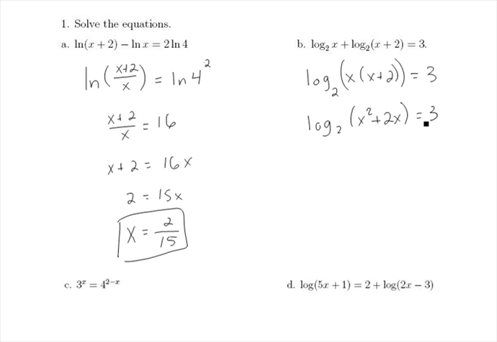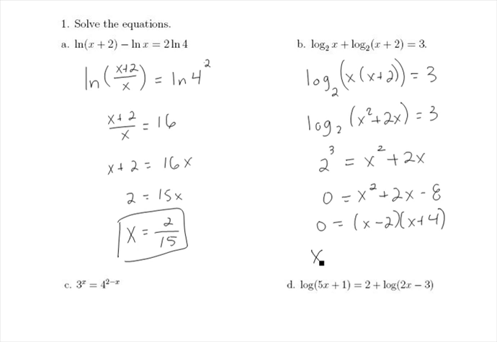And now, in order to find what's inside the log, we're going to write this in exponential form. So the base is 2. The power is always what the log is equal to, so 2 to the third power equals what's inside the log. Now we have a nice quadratic equation. We can factor it and solve. So 0 equals x minus 2 times x plus 4. And so we get two solutions, x equals 2 and x equals negative 4.